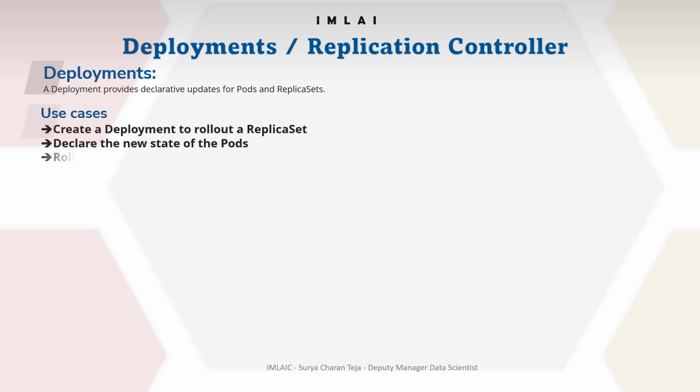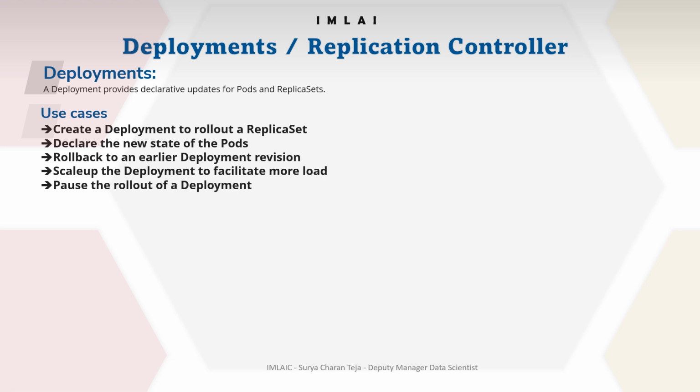The third one is roll back to an earlier deployment revision. If the current state of the deployment is not stable, each rollback updates the revision of the deployment. We have a few more: scale up the deployment to facilitate more load, that's not a big deal, and pause the rollout of a deployment to apply multiple fixes to its pod template spec and then resume it to start a new rollout.